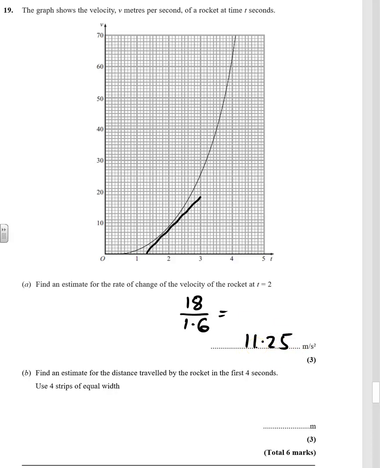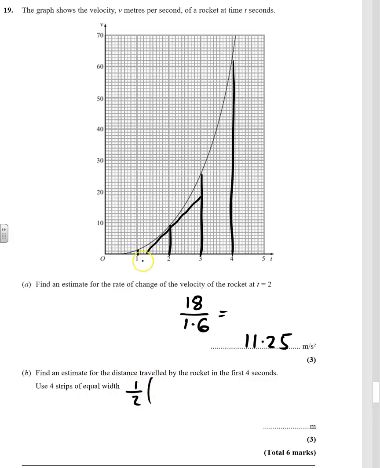Right, part B. Find an estimate for the distance travelled by the rocket in the first 4 seconds. Gives you a bit of a clue there. Use 4 strips of equal width. So basically, it's the trapezium rule. So you basically divide it into 4 trapeziums. Trapezii even. Okay.